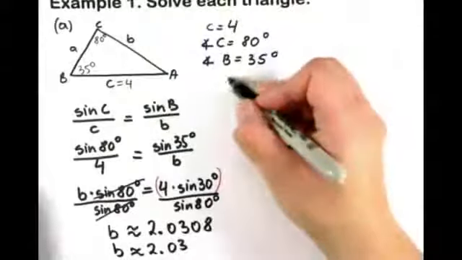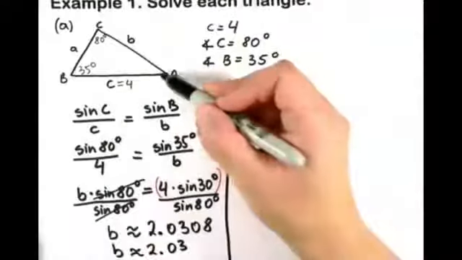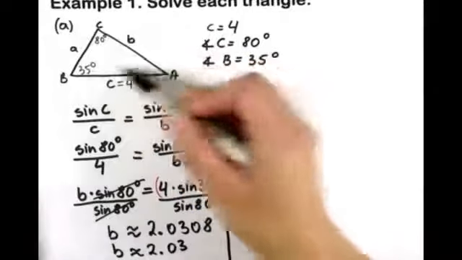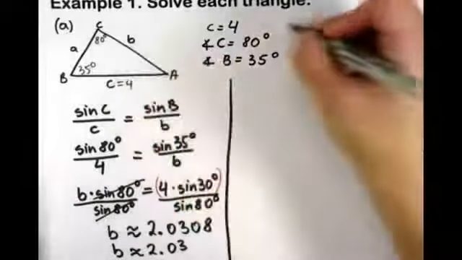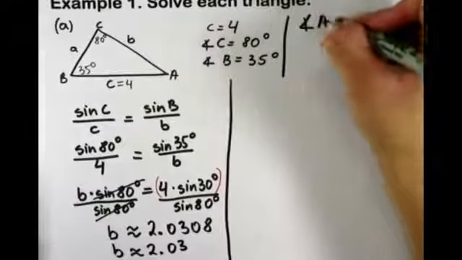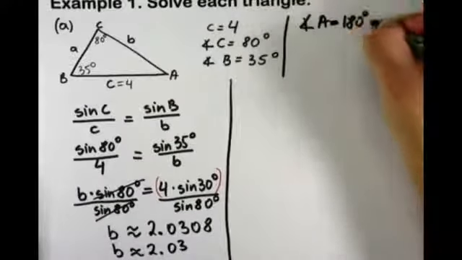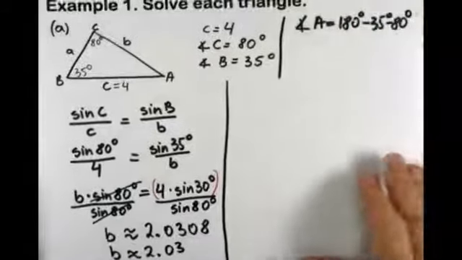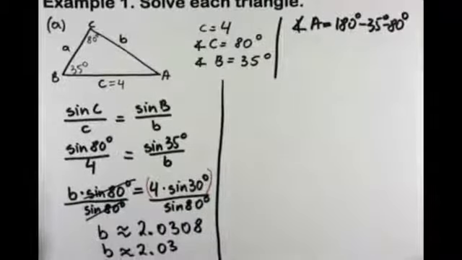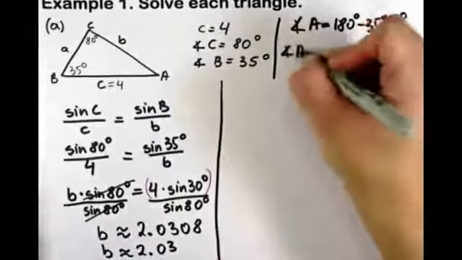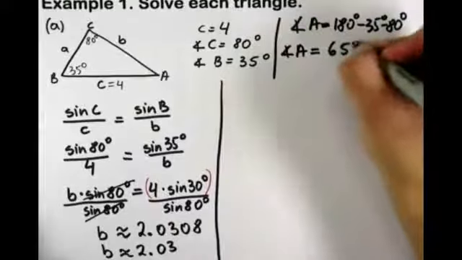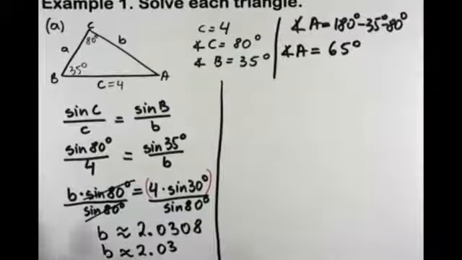Okay, now we can find angle A. We can find angle A using the sum of angles. So angle A is 180 minus those two: 180 minus 35 minus 80 degrees. That gives me 65 degrees. So this angle is 65 degrees.